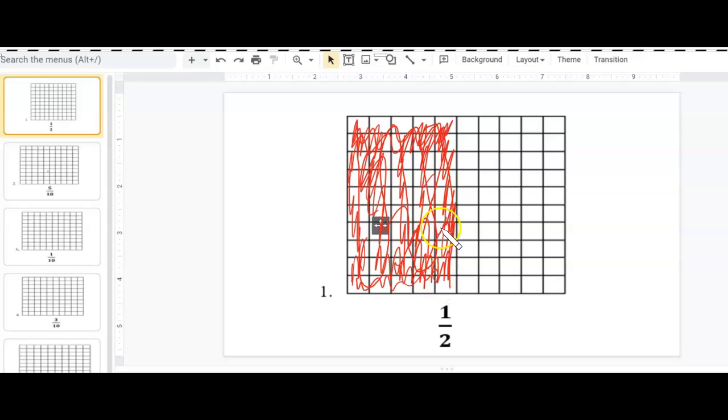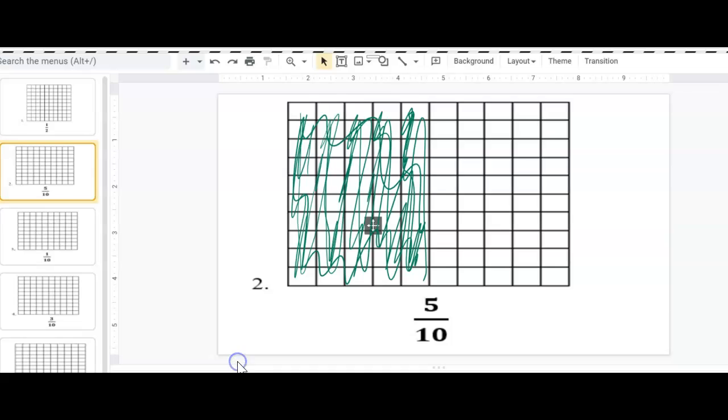1/2. 1/2 of this grid, you should have shaded in. 1/2 of the entire grid is what we shaded in for this one. Okay, and let's go to our next one.